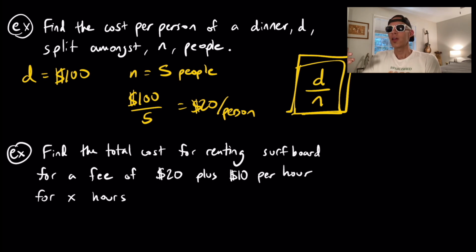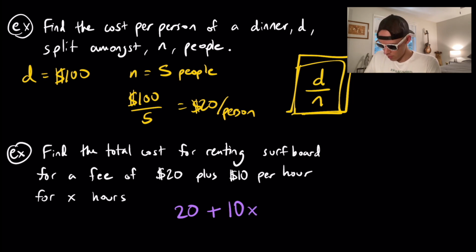And then for however many hours you hold on to that surfboard, you're going to pay $10 on top of that initial $20 that you gave us. So we're going to give this surf shop $20, and then we're going to give them $10 for every hour that we spend renting it. So 10 times X. And plug in numbers if it doesn't make sense.